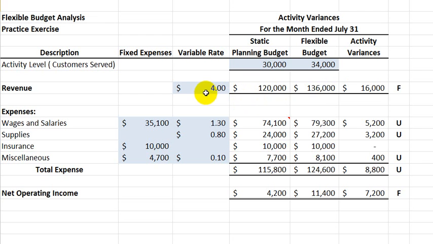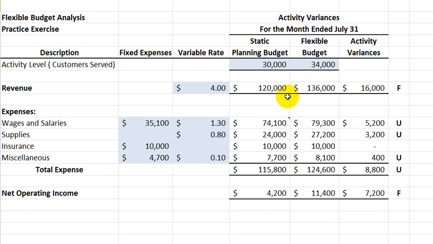So based on their budgeted rates, they should have generated $136,000 in revenue in the month of July based on the 34,000 customers, if in fact they had revenue at $4 per customer. Now, the data that was provided to you indicated that the company only generated $134,200. Notice that we're not using the actual amounts on this schedule at all, because what we're trying to calculate are the activity variances. We're not yet ready to take into account anything related to the revenue and spending variances.